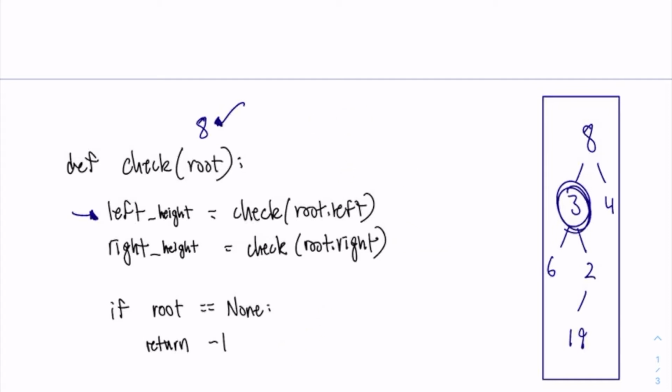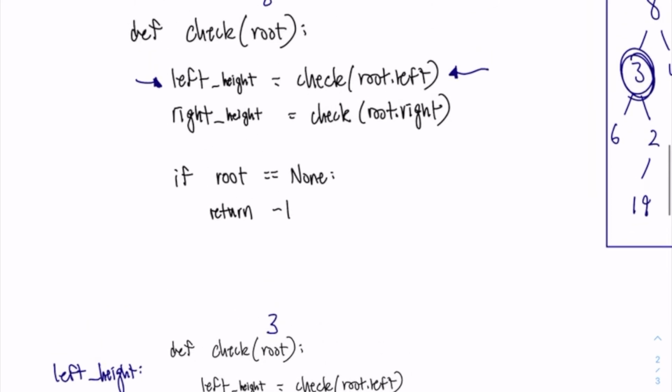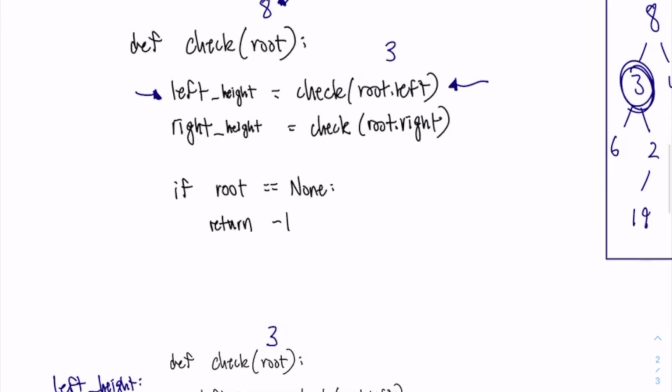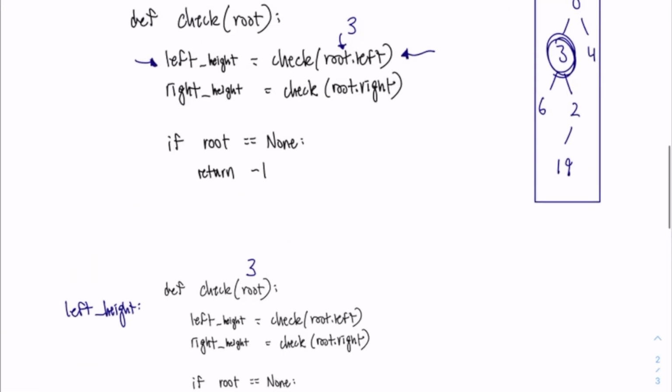So because of that, we have to look at this statement one more time and actually take it a step further and define left height again. But instead of root.left, 3, which was root.left, is now the root. So we're actually looking at the check function definition again, with root.left being root now. So now we're at 3.